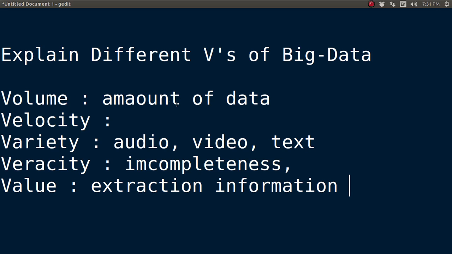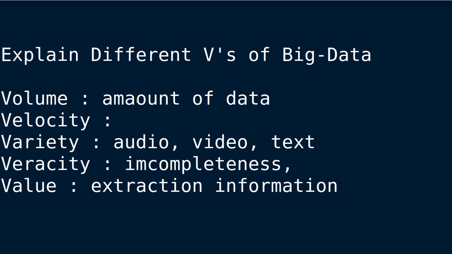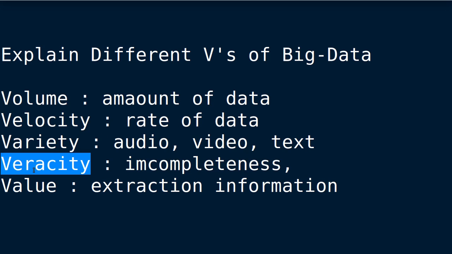Volume is the amount of data. Velocity is the rate at which the data is coming and increasing. Variety means it is available in different formats. Veracity means there is a lot of incompleteness, lack of quality, and lots of missing data. And value is whether you can extract any meaningful information out of it or not.